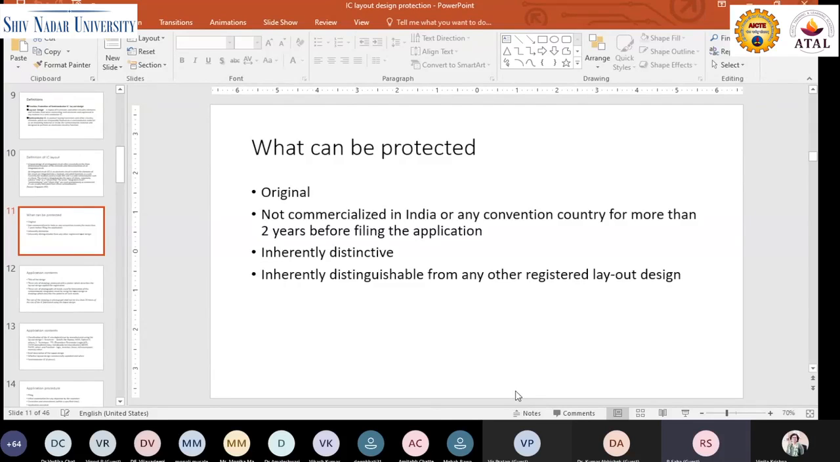Like in case of a patent, on that particular day, it has to be novel. In this case, even if it has been in the market for 2 years, then within that period, if you apply for registration, it will be considered as original. Now, this concept does take place in case of registration of a new plant variety. Then it should be inherently distinctive. That means it should look different from the things which are already there, and it should be inherently distinguishable from any other registered layout design. So this is part B, inherent distinctiveness, but it's the same concept. Next, please.